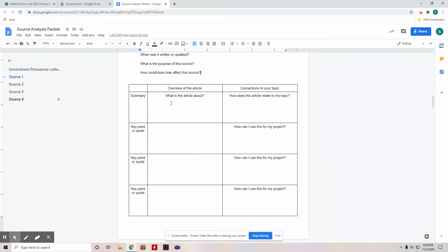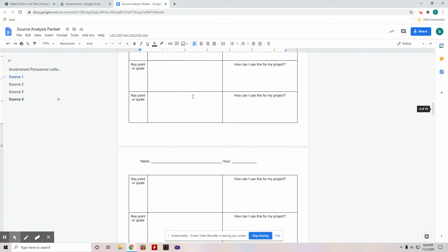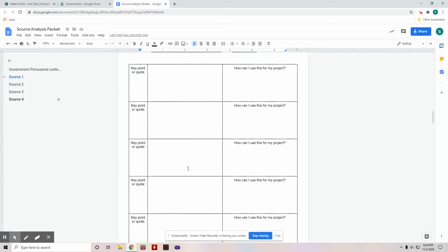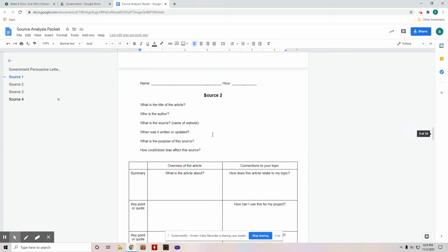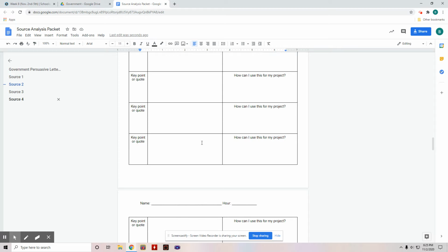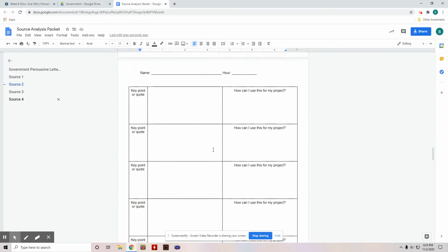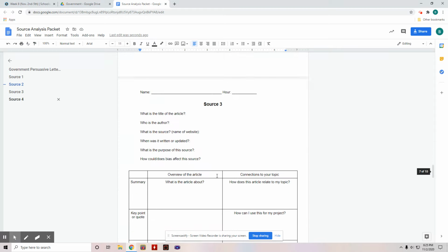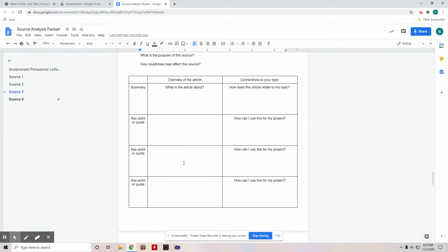So here, the summary. What is the article about? Just a few sentences about what the article is about. It's probably related to the bubble that you're looking at. So 3 for this one. You can skip this page if you want until you find source number 2. We do it again, 3 points or more. Again, if you have more, that's fine. Otherwise, leave it alone.